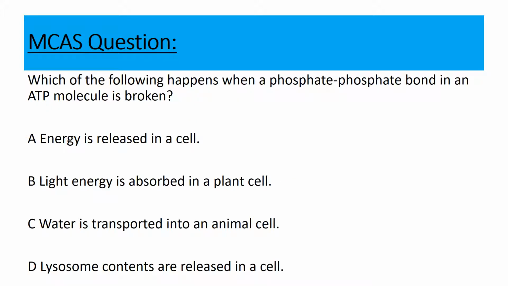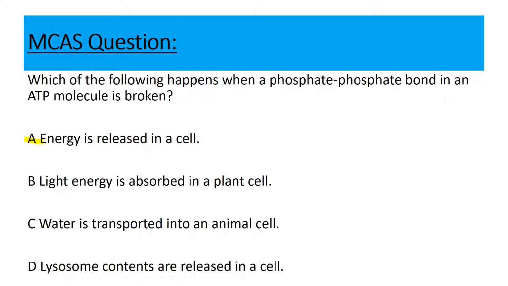Which of the following happens when a phosphate-phosphate bond in an ATP molecule is broken? We didn't go into the details of how ATP is used for energy, but you can figure the answer to this out anyway. We have A, energy is released in the cell. We have B, light energy is absorbed in a plant cell. C, water is transported into an animal cell. Or D, lysosome contents are released in the cell. Well, ATP is all about energy. It's what cells use for energy. So the answer is A, energy is released in a cell.